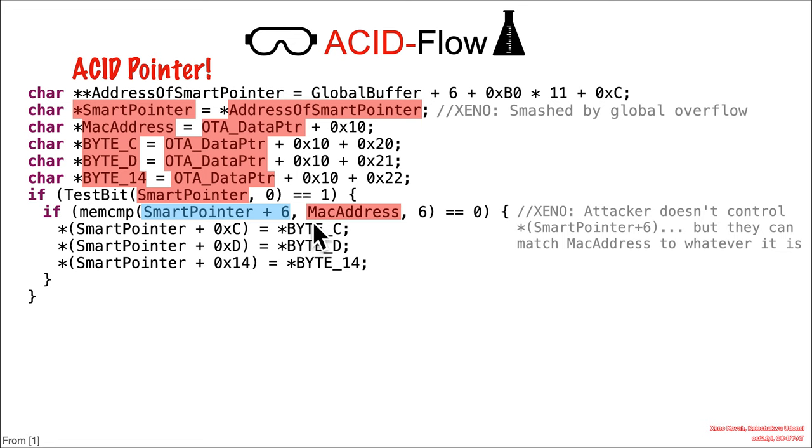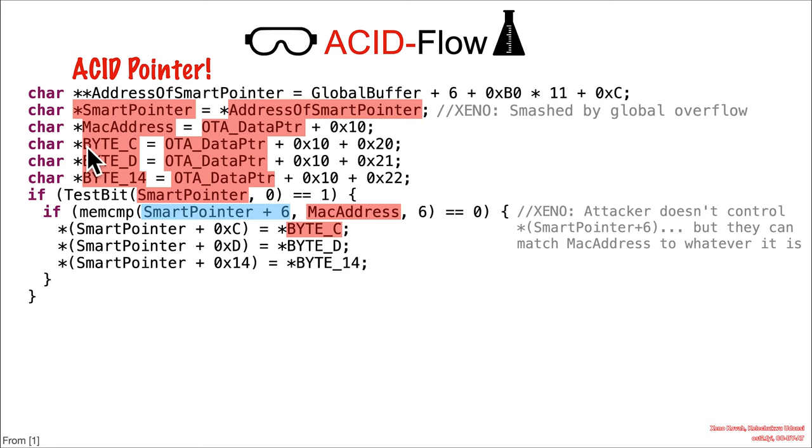Sorry, first point. Even though the attacker doesn't control what's in memory at smart pointer plus 6, they can just set the MAC address to whatever is in memory there. So once they have the capability to dump firmware and see the contents of memory, they can just match the MAC address to whatever memory would be at smart pointer plus 6. So again, it's not that they control this, it's just they control this and they can match it to that to bypass this check.